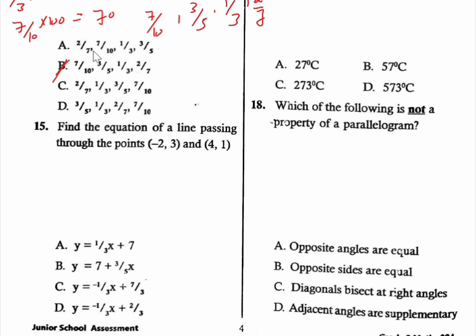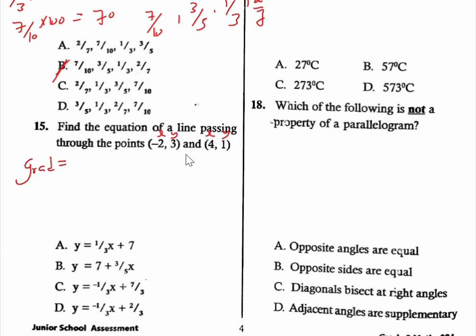Find the equation of a line passing through the points. You're given a point and another point. The point is negative 2, 3, and the other point is 4, 1. You know that the gradient is the change in y over the change in x. So we're going to start with the gradient. So this is x, this is y, this is x, this is y.